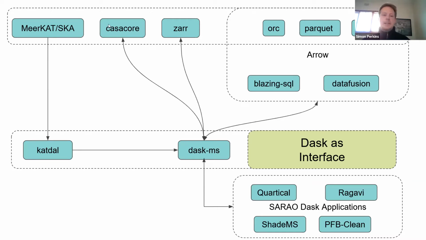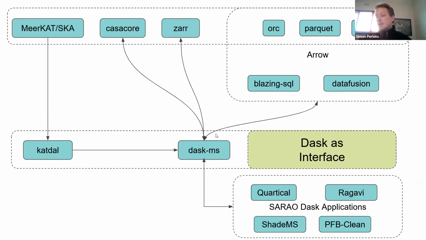So we have many data sources available here at the top, such as the raw archive data from the telescopes themselves. We've got CASA-Core, obviously, as a format. Now we're looking at things like Zarr, and I'm particularly interested in the Arrow ecosystem, where there are formats like ORC, Parquet, and the Apache Hive database. And then you've got data engines like BlazingSQL, DataFusion.